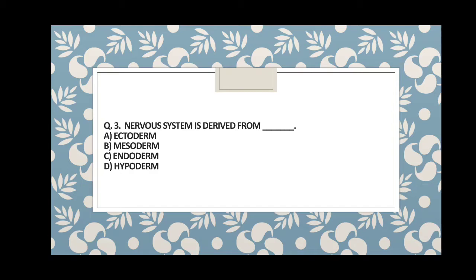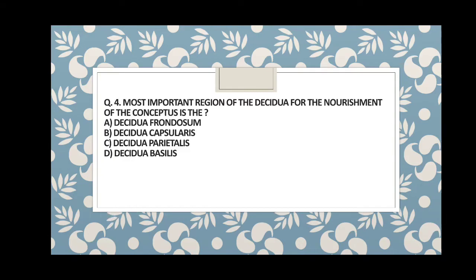Please remember these important ones: the nervous system and the alimentary canal, from where these are developed. So guys, for example bone is derived from the mesoderm, and one simple trick is that all the connective tissues like blood and bone are derived from mesodermal origin. So for this, the nervous system is derived from the ectoderm. The fourth question: the most important region of the decidua for the nourishment of the conceptus is the.